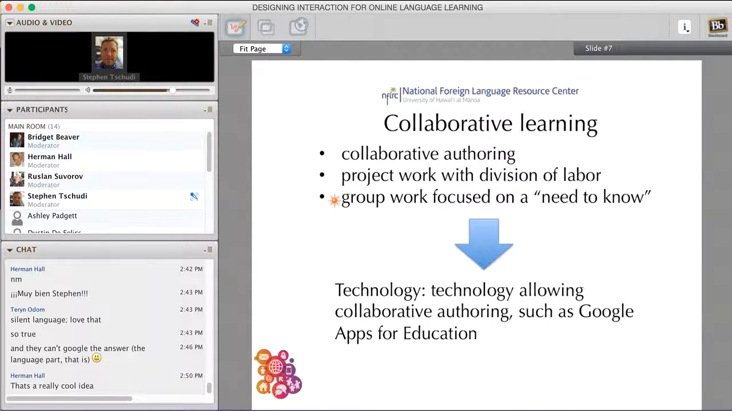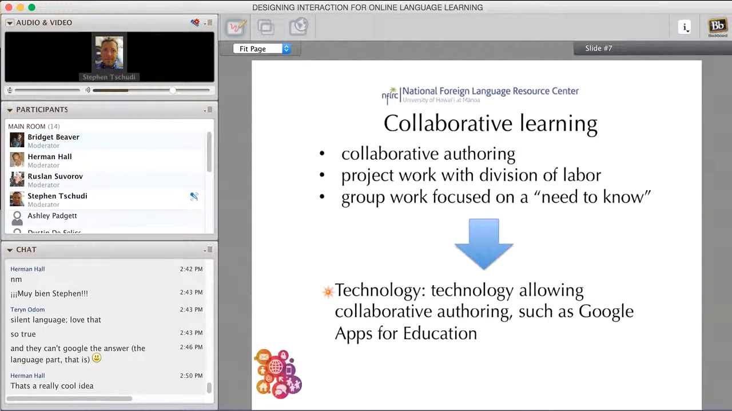So rather than the teacher trying to impose, the teacher has to be very clever and try to create some kind of awareness-raising event that gets the students fired up and they want to know something, and then they're going to definitely contribute to their group work.